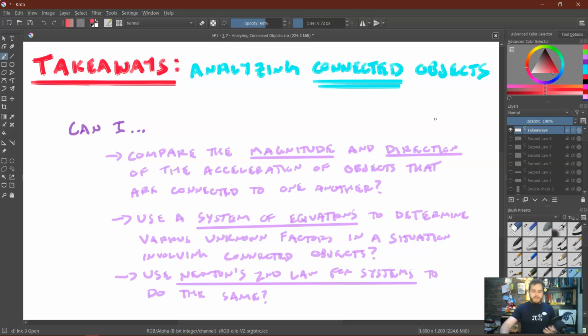So what are the main takeaways for this lesson, this final lesson of the unit, analyzing connected objects? 1, can we compare the magnitude and direction of the acceleration of objects that are connected to one another? The magnitude of their acceleration should be the same, but their direction could be different if we have a pulley involved. 2, can we use a system of equations to determine the various unknown factors in a situation that involves connected objects? And additionally, 3, can we use Newton's second law for systems to do the exact same thing? Remember, I don't care which approach you use, but you want to be confident that you can do it all correctly.